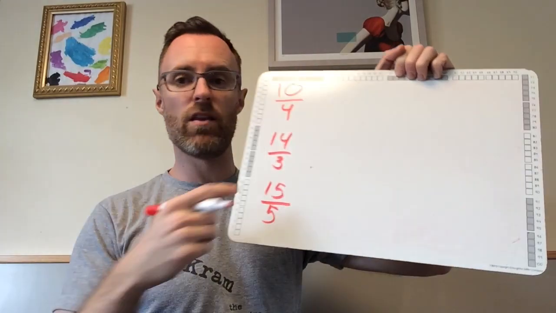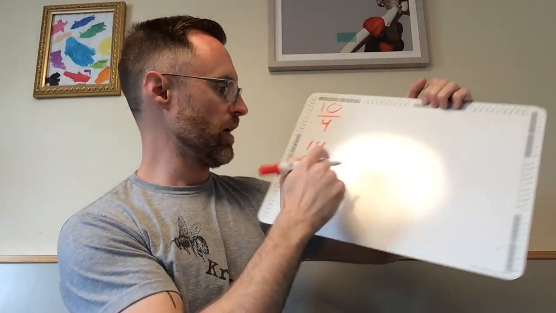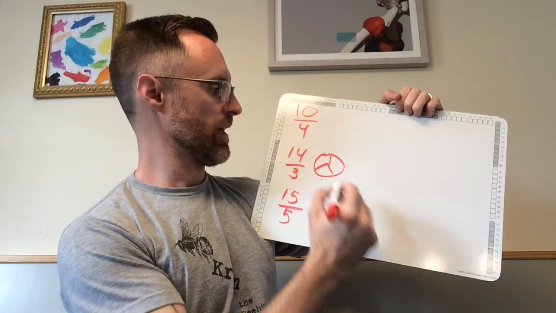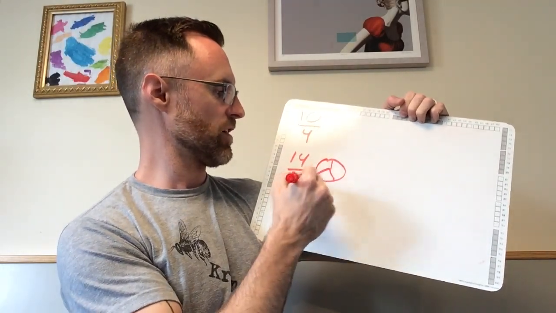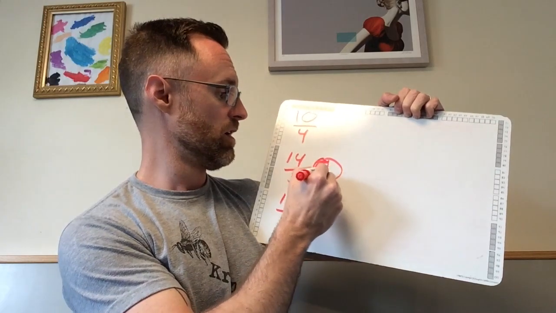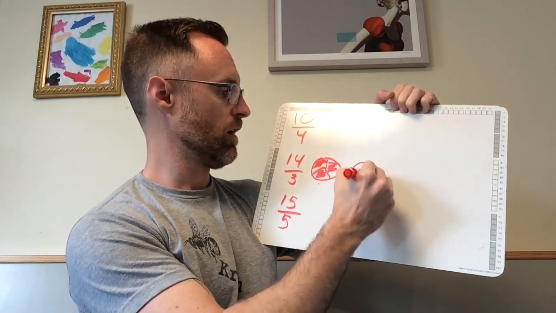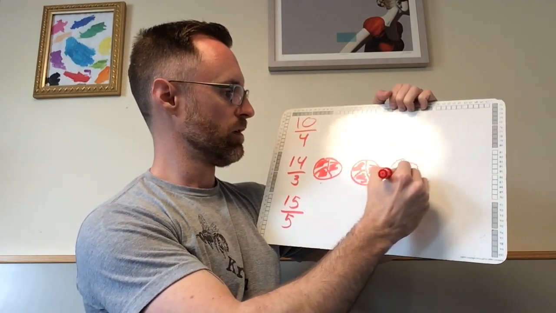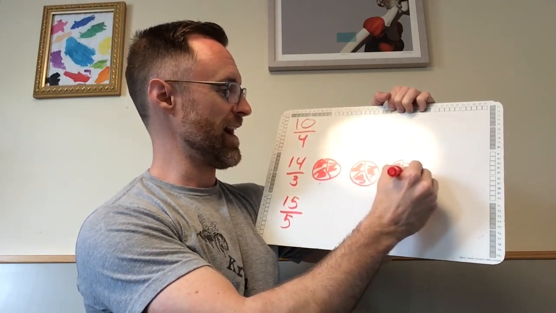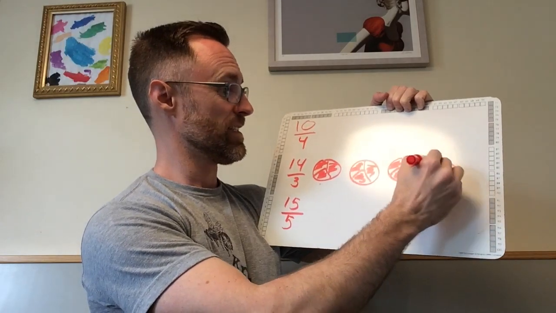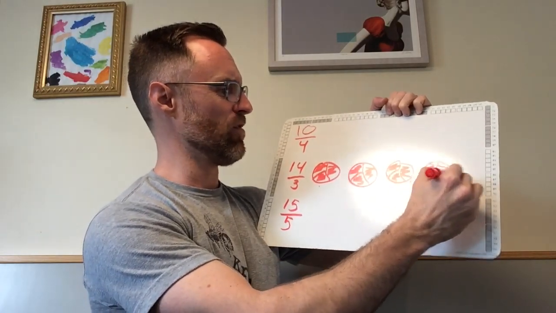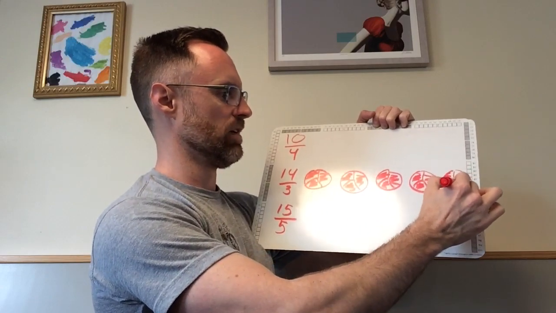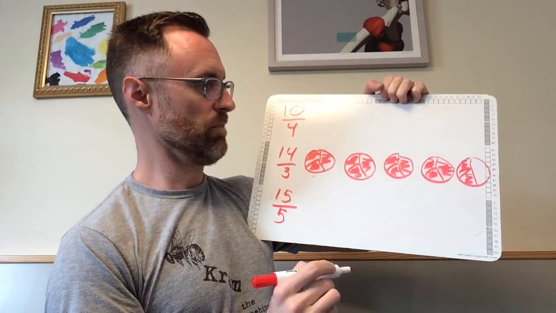All right, check it out. 14 thirds. All right, I'll do pizza for this one too. Easy to make thirds. Just like that. It's a peace sign, right? Okay, so I got 14 of these. I got to shade 1, 2, 3, 4, 5, 6, 7, 8, 9, 10, 11, 12. Running out of room. 13, 14. All right. Man.